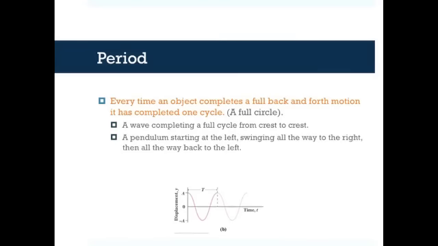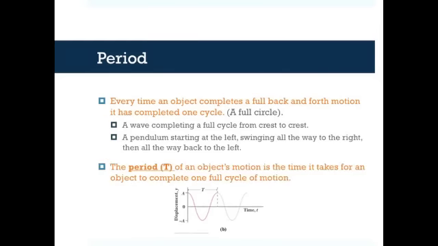Or if you think of a pendulum, it starts at the left, swings all the way to the right, and then all the way back to the left. That's a full back and forth motion, so that's one complete cycle. The period is the amount of time it takes for that one cycle of motion. How long does it take for that complete full cycle? That is the period. We're going to represent period with a capital T. The period is the time it takes for one complete revolution, one complete cycle.